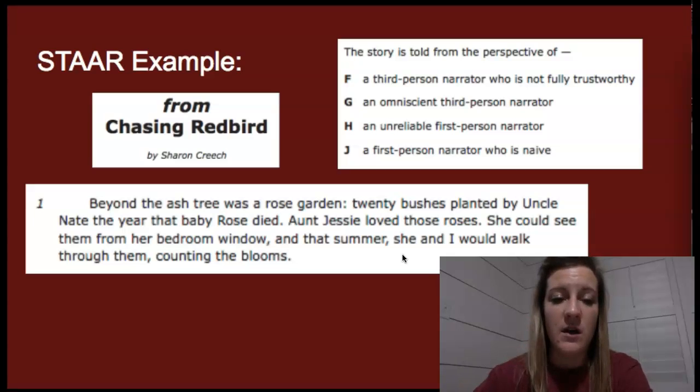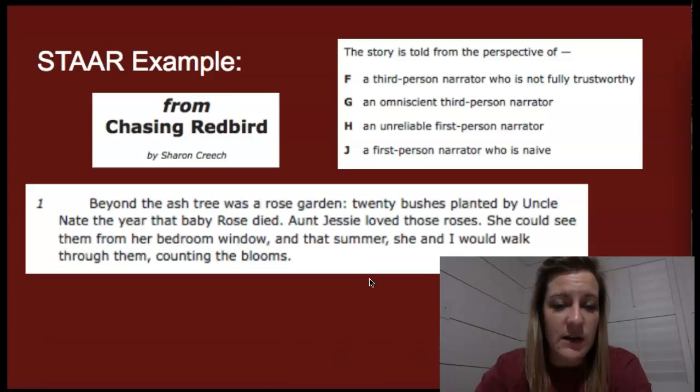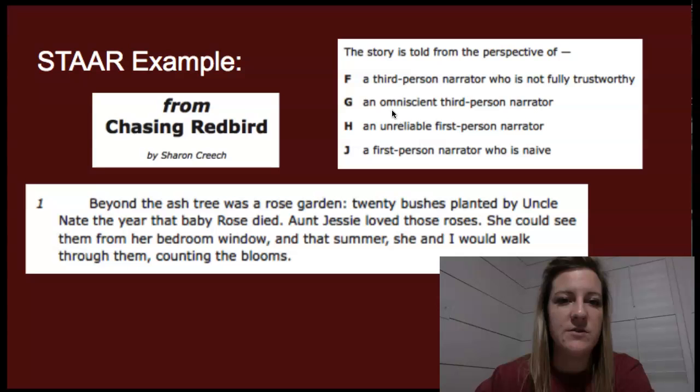Okay, so she and I, that's telling me that the I is the one telling the story. So we all know that the pronoun I is coming from the first person point of view. So if we can narrow that down before we even look at the answer choices, that's going to help a lot. Okay. So now that we know that, let's look at the answer choices.